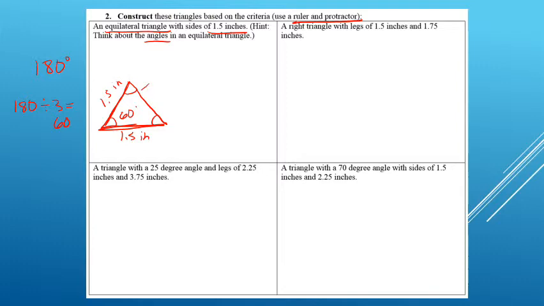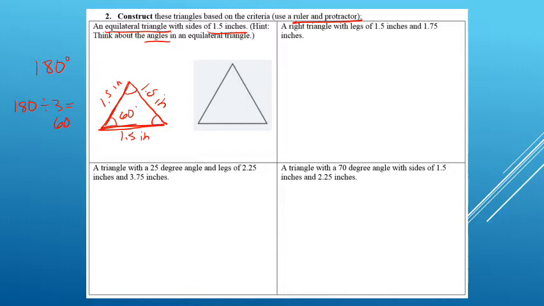So next you're going to see an example of what it should look like approximately. I realize I should have made that 1.5 as well. So when you look at your triangle, make sure that it has equal sides of 1.5 inches as well as 60-degree angles inside.